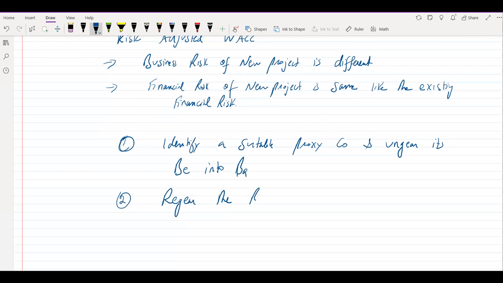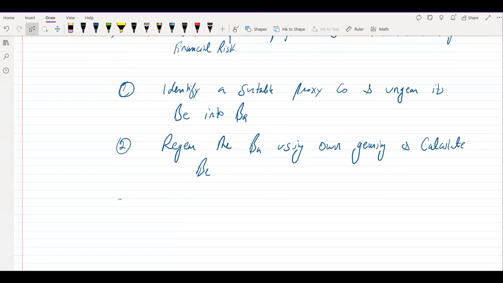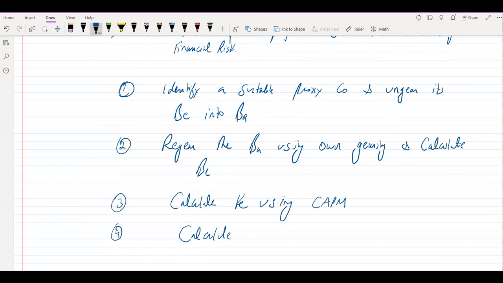Regear the beta asset using own gearing. अपनी gearing से उसको regear कर लो and calculate beta equity. Calculate cost of equity using CAPM. Then last, calculate WACC. So steps are simple.